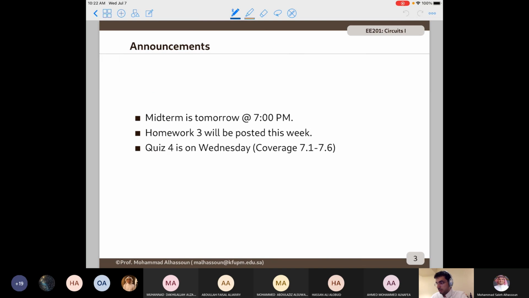Reminder that the midterm is tomorrow at 7 p.m. So I don't think this needs to be stated. It's going to be physical, inshallah. Homework 3 also will be posted, inshallah, this week, so you'll have 1 week to work on that homework. And quiz 4 will be, inshallah, on Wednesday. The coverage will be chapter 7, but basically 7.1 to 7.6.